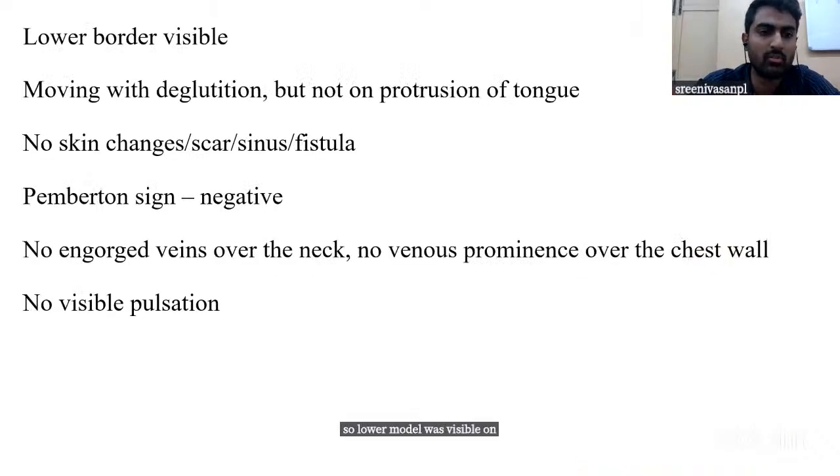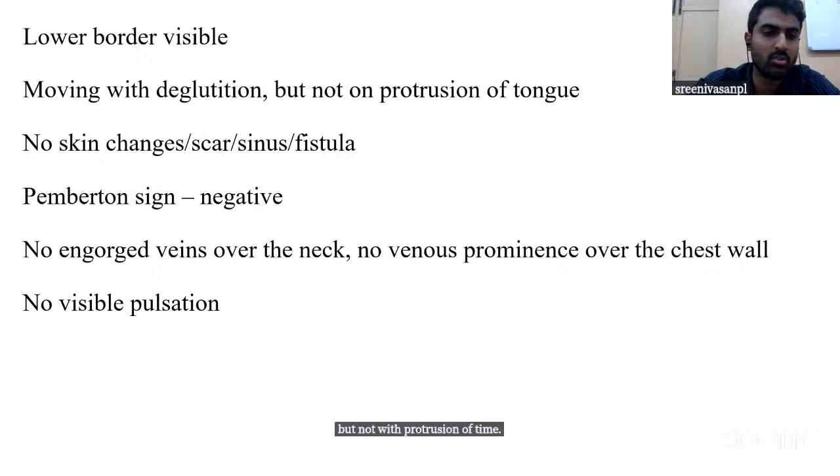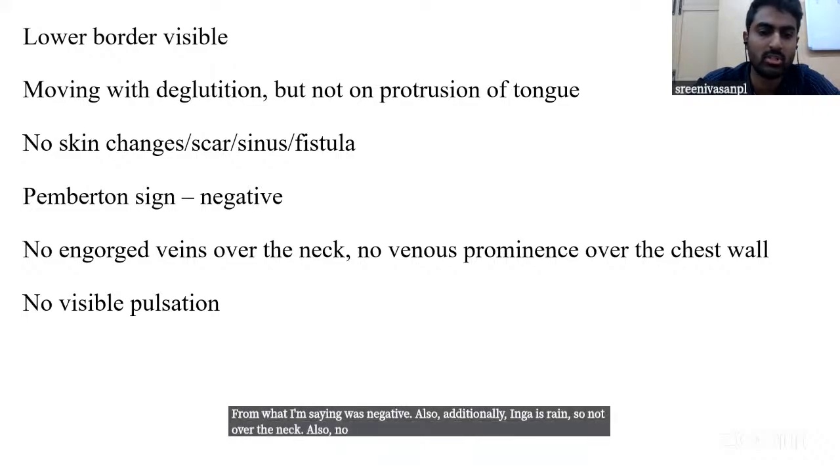On examination, swelling was moving with deglutition, but not with protrusion of tongue. So, additionally, no skin changes, scar, sinus, and fistula are noted. Pemberton sign was negative. Also, additionally, no engorged veins are noted over the neck. Also, no venous prominence was noted over the chest wall. No visible pulsations were seen.